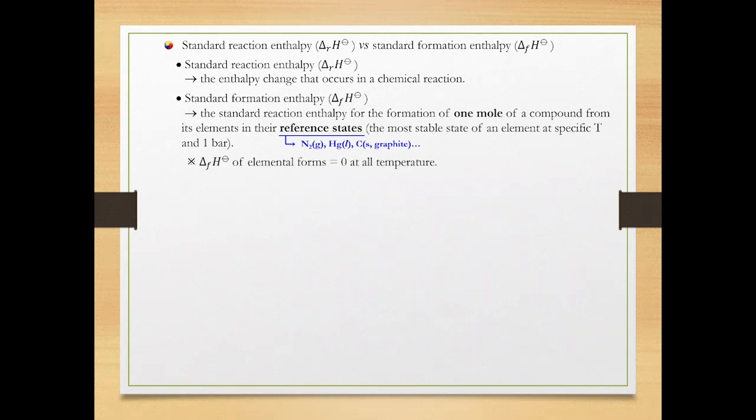Take note that the standard formation enthalpies of all elemental forms are 0 at all temperatures. The standard formation enthalpy of proton in an aqueous solution is also 0. Standard formation enthalpies are so versatile for the determination of the standard reaction enthalpy of any chemical reaction, which is equal to the sum of the formation enthalpies of products minus the sum of the formation enthalpies of reactants.